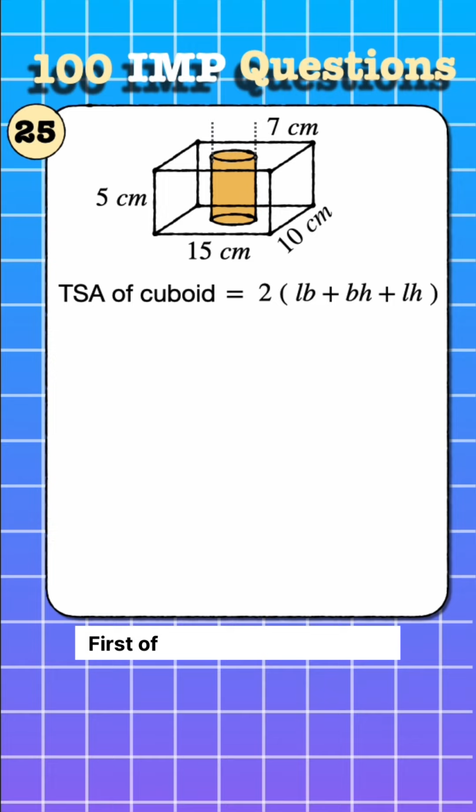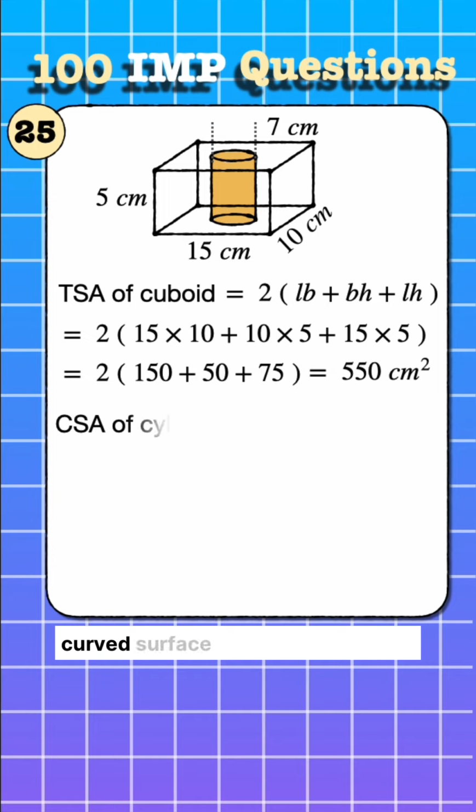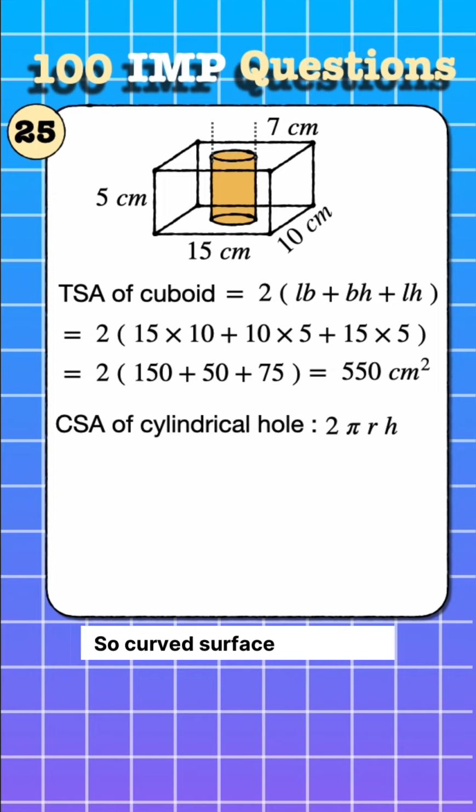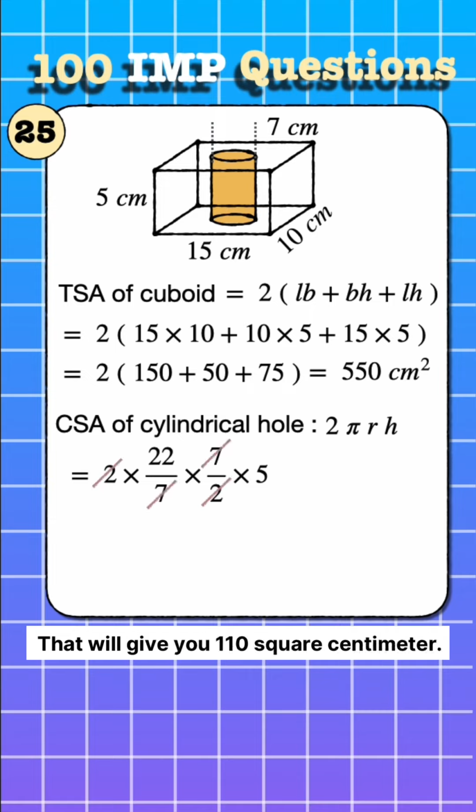So first of all, we will calculate the total surface area of the cuboid, 2 into (LB + BH + LH). If you substitute the values, you will get 550 square centimeter. Then we will calculate the curved surface area of the cylinder. So the curved surface area of the cylinder will be 2πrh. That will give you 110 square centimeter.